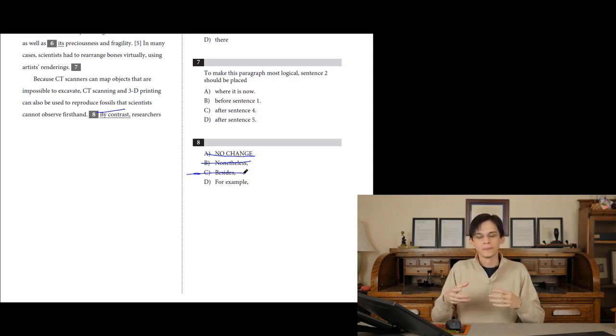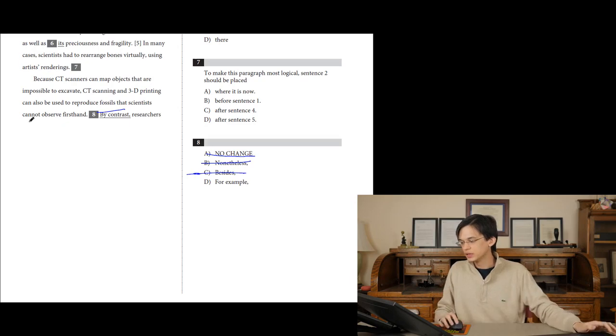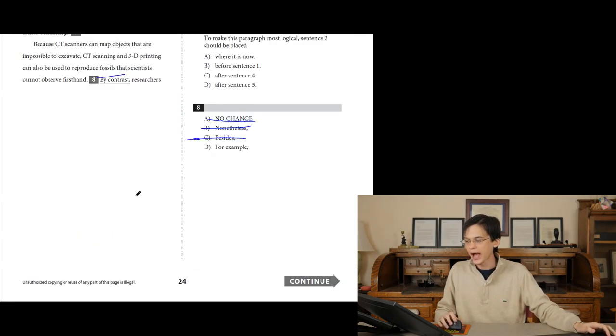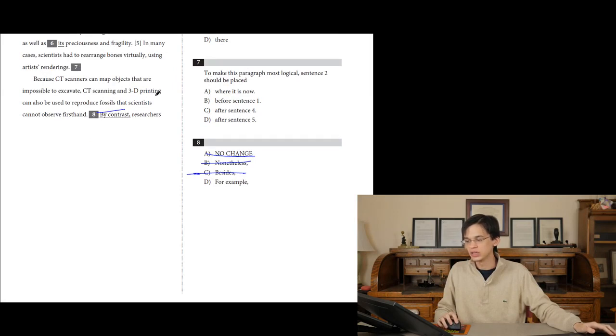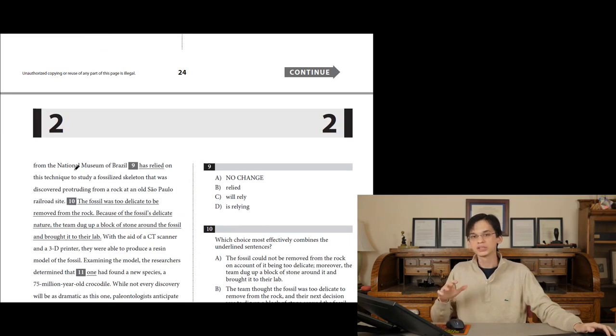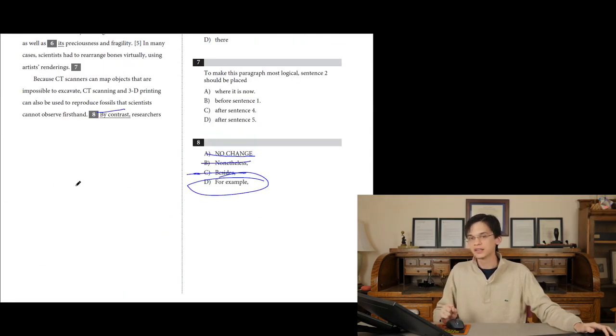Here's a new thing. I think actually this provides an example in the National Museum of Brazil on how scientists can use CT and 3D printing in order to better understand fossils, which is exactly what D says, for example. So we're talking about a broad abstract concept. Let me say, for example, researchers have done this. The answer number 8 is going to be D.